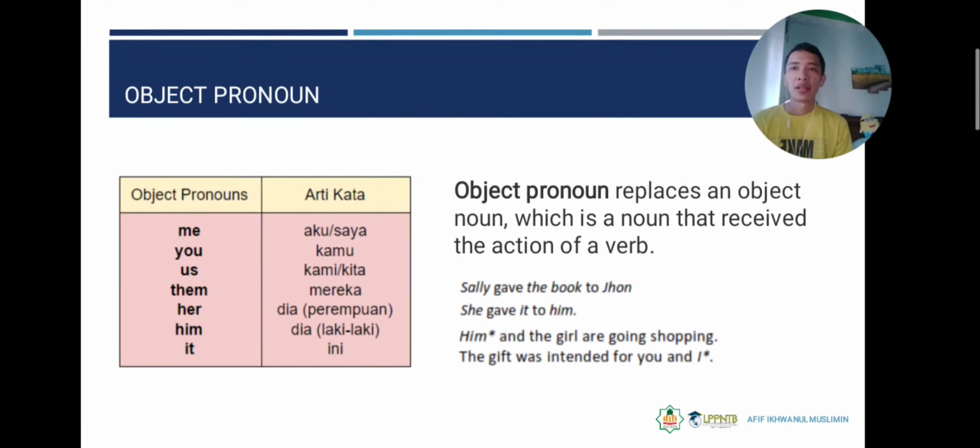Or "The gift was intended for you and I." So I have "I", which means saya. In Bahasa maybe it is understandable, but in English there is a rule that you cannot put I when it is placed as something which is impacted by the verb. So you have to change I into me, because this one is the object pronoun.